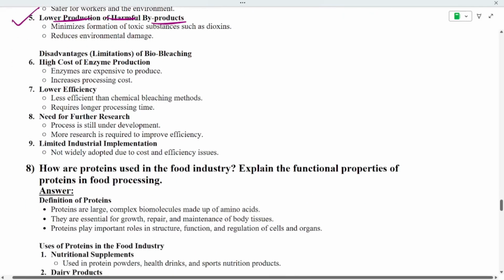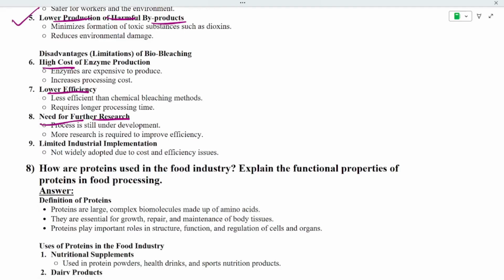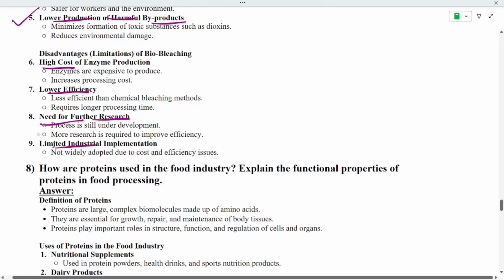If you see the disadvantages: high cost, and a bit lower efficiency, need for further research to be done again, and limited industrial application, that is, implementation for industry is limited.